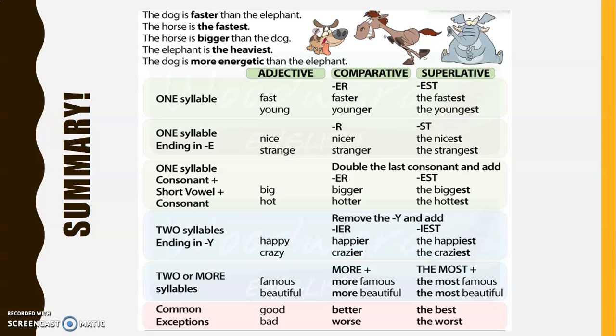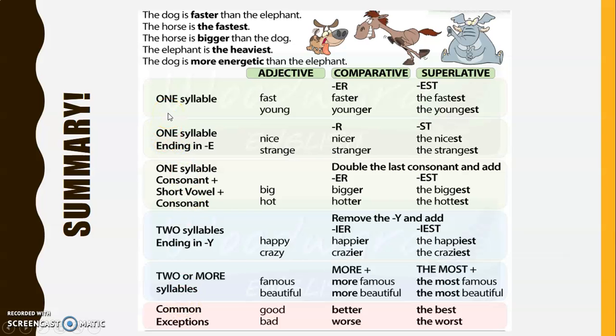So, more or less, here we have more examples. The dog is faster than the elephant. The horse is the fastest. ¿Sí? ¿Por qué? Porque podemos decir que el perro es más rápido que el elefante, pero el caballo claramente es el más rápido. Y acá podemos comparar, sí, que como les decía anteriormente son las mismas reglas gramaticales, ortográficas, perdón.